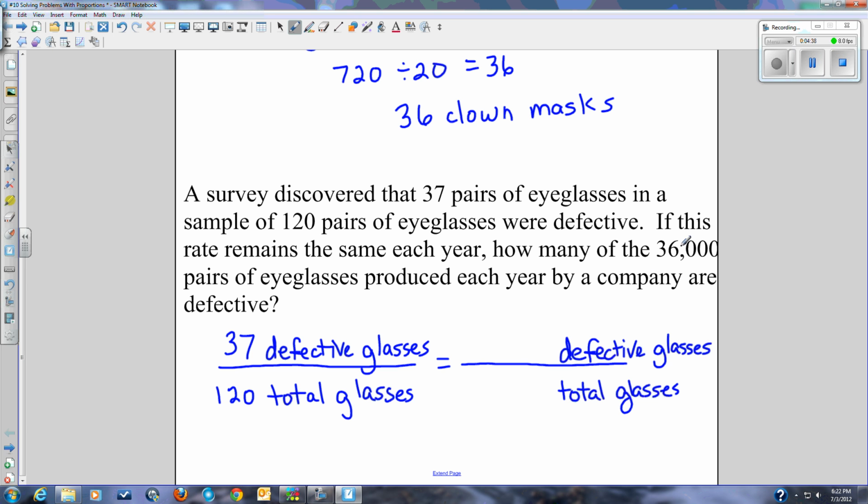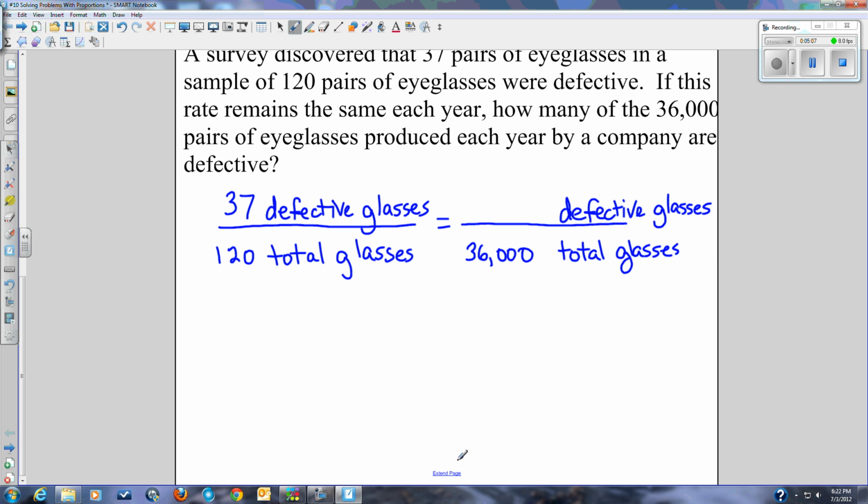Now let's look at the last number that we know. It says if this rate remains the same each year, how many of the 36,000 pairs of eyeglasses produced each year by a company are defective? Well, that 36,000 represents the total number of glasses the company creates every year, or produces. So we're going to put 36,000 next to total glasses. We're trying to find how many are defective. So we'll call that x or n or some variable.